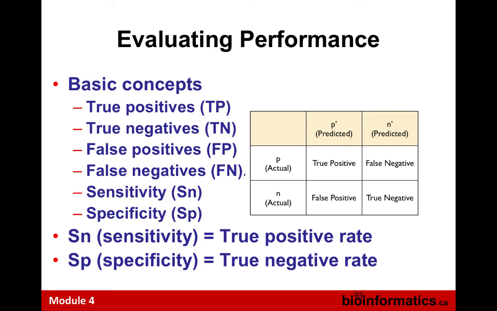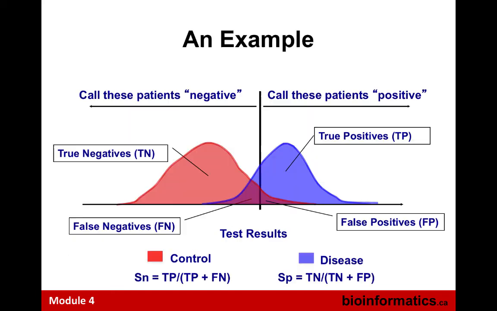So true positive, true negative, false positive, false negative, sensitivity, specificity. So these are all different measurements, and you need to develop a feeling about what they are. Sensitivity is the true positive rate: whatever you see as positive, what percentage is right. And specificity is the true negative rate: whatever you see as healthy, not disease, what percentage is actually healthy. So it's just true positive, true negative.